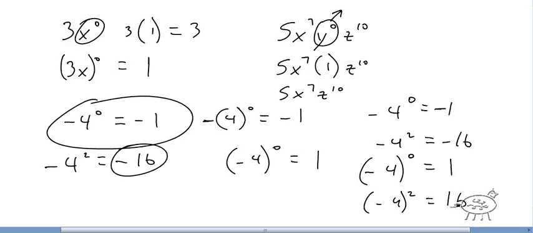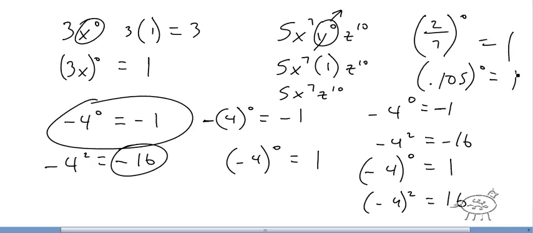All right, so remember negatives. Negatives are very important, but anything to the 0 power is 1. How about this? 2/7 to the 0 power. 1. Doesn't matter. Fraction, decimal, 0.105 to the 0 power, 1. Okay, anything to the 0 power is 1. Very important. Okay, so that's pretty mellow. Let's talk about negative exponents.